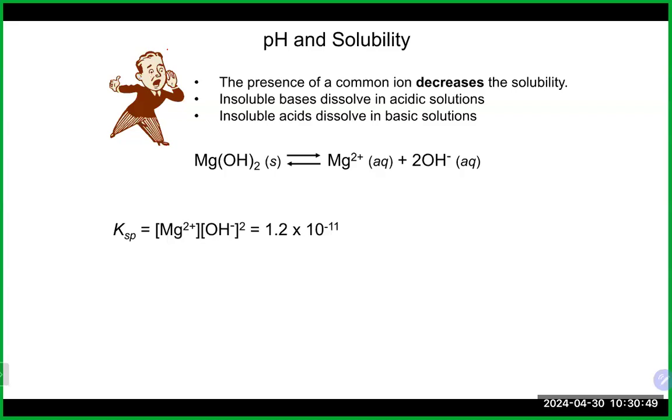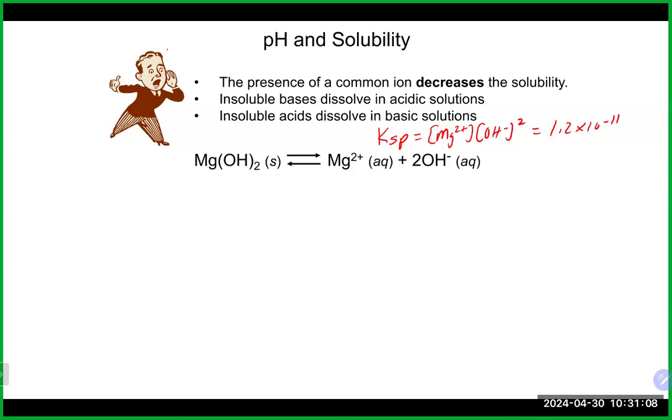So for example, let's take this equilibrium here, and we take some magnesium hydroxide where the Ksp is going to be our magnesium and our hydroxide squared equals 1.2 times 10 to the minus 11. So if we ran through our ICE table here to figure out the solubility of everybody that's going on, we would do our normal calculation like we've been doing here.